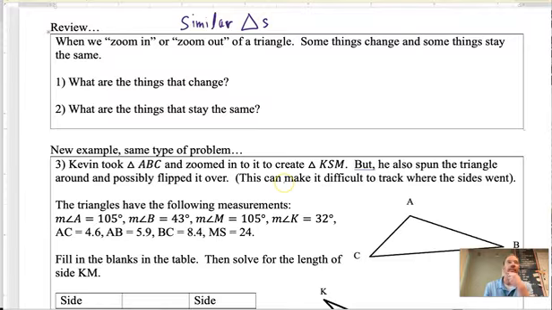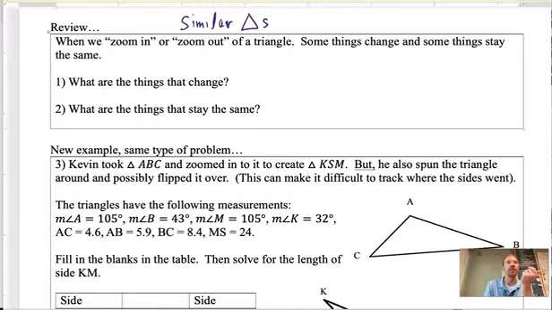So if you haven't yet thought about number 1 and number 2, think to yourself, when you zoom in or zoom out of the triangle, what are the things that change in the triangle? When you zoom in or zoom out, what are the things that stay the same? I encourage you to pause the video and think about that. All right, but here we go.